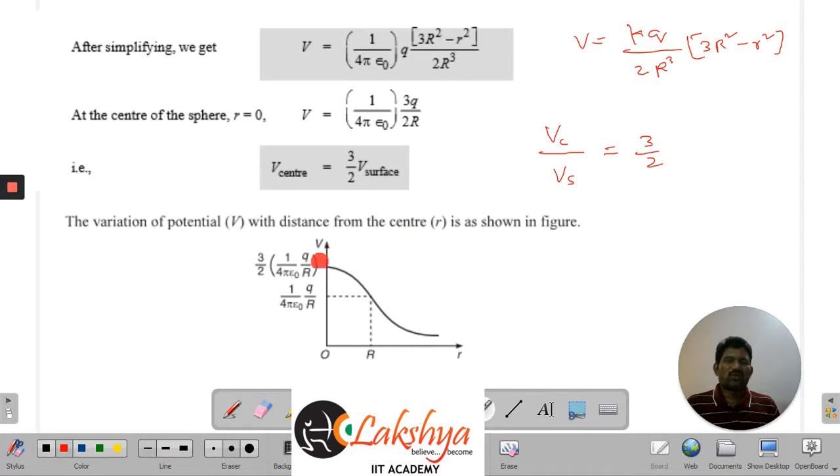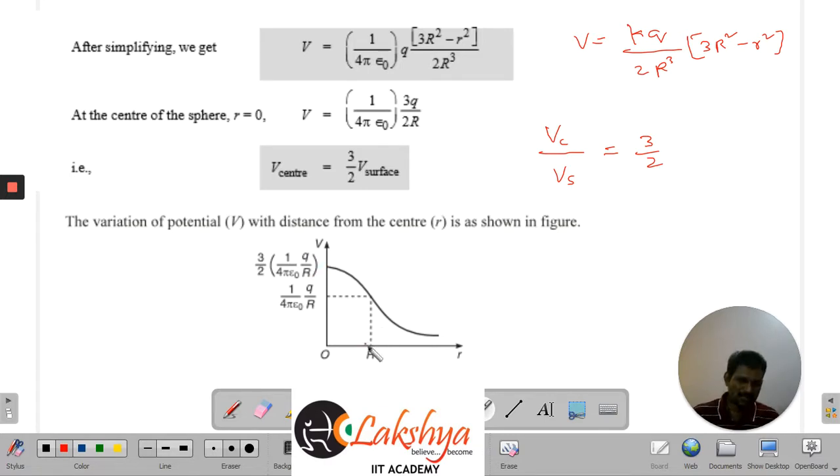Now if we draw the variation of the potential with the distance, you will get a graph like this. This is the maximum value, the potential at the center. When moving from the center to the surface, the variation will be like this. According to this equation, you will get a parabolic curve. Outside, it is inversely proportional to r, so you will get a rectangular hyperbola part. You should remember potential will be maximum at the center of the uniformly charged sphere, and this is the variation of the potential here.